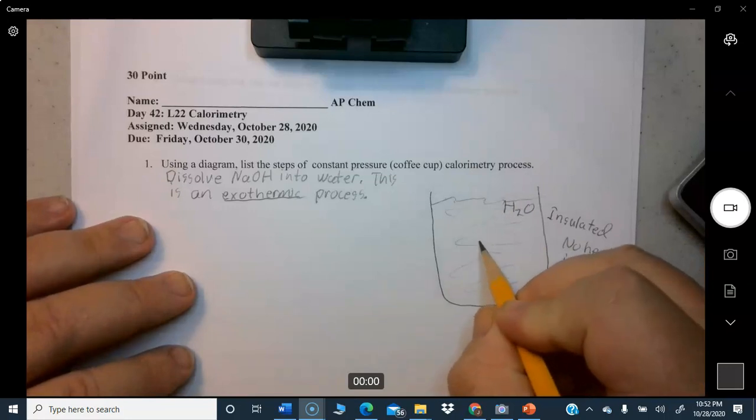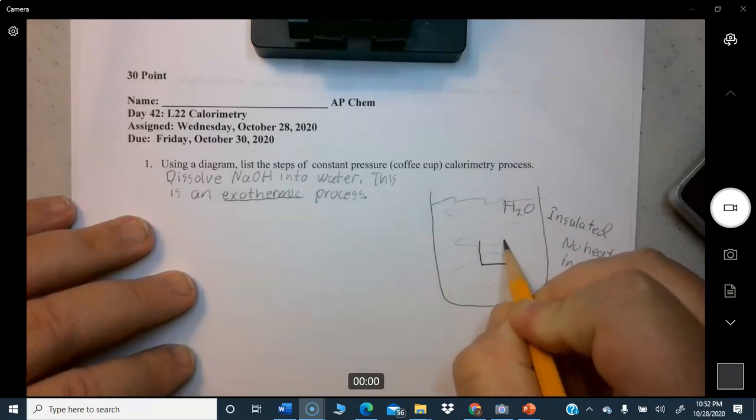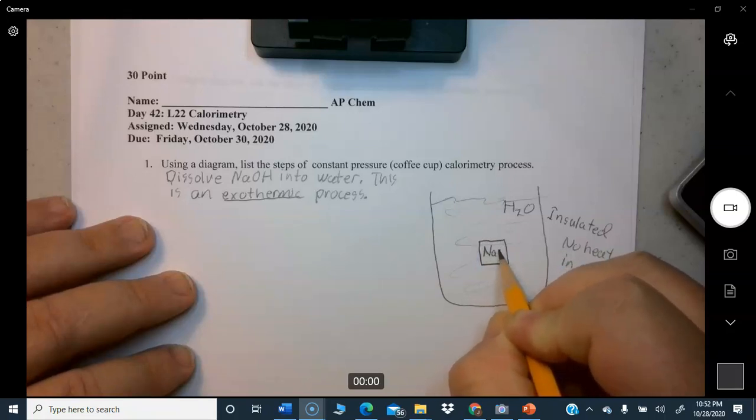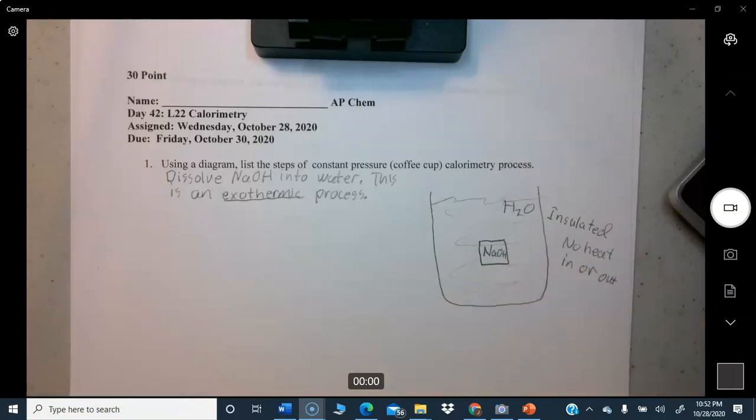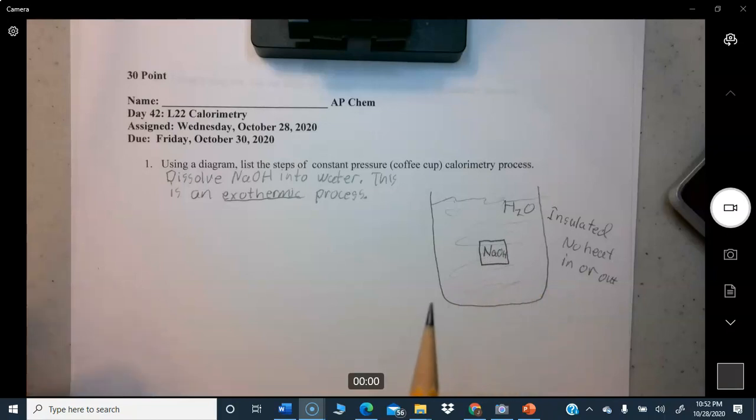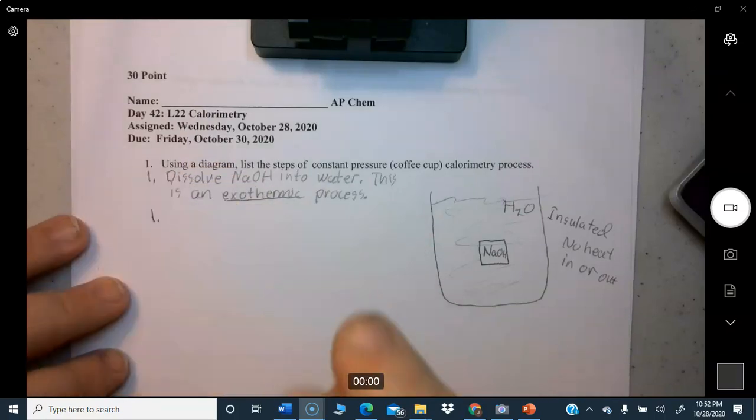But just for simplicity, just to visualize this, we're going to draw it as though the NaOH is just in this block right here in the middle, separate from the water, but it's really dissolved throughout the water. So we have three things here: a system, surroundings, and the universe. And the first thing we do, let's just describe what we're doing first. This was step number one, actually.